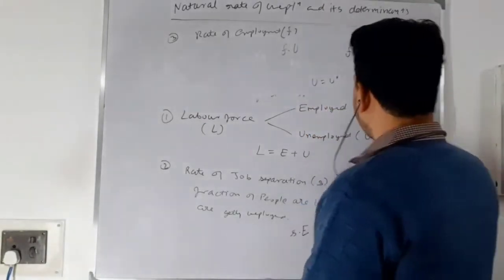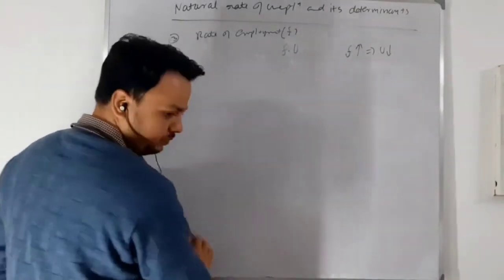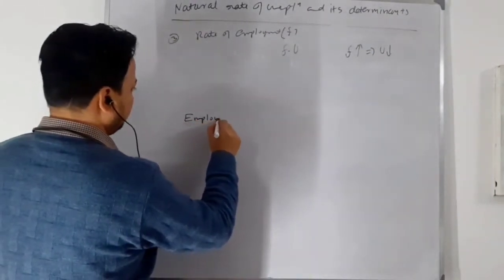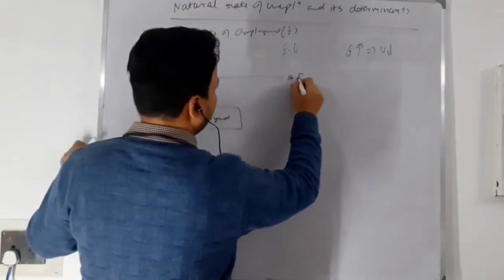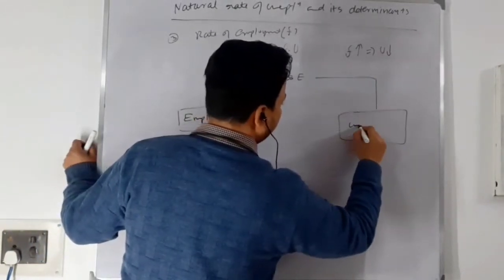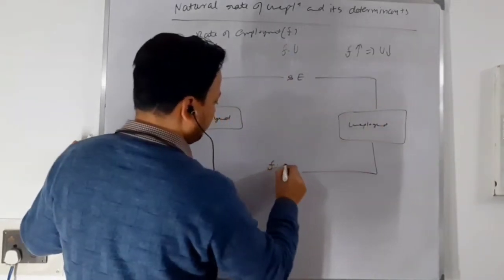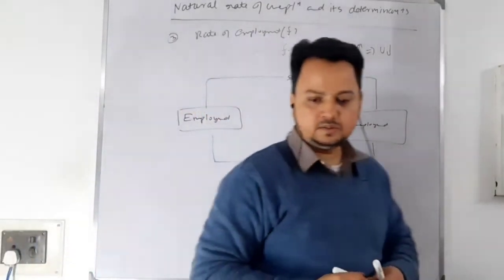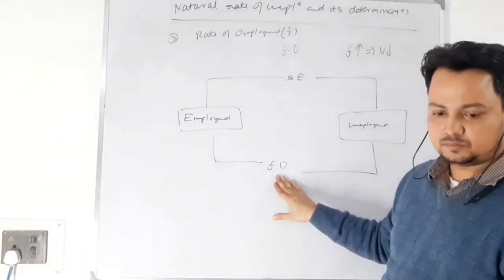Let me draw one graph. So you have employed people. Of these employed people, some fraction is losing a job. This much fraction is becoming unemployed. In this pool of unemployment, some people are getting a job, a fraction F of unemployed people. This must be equal to this at a steady rate of unemployment. Clear?